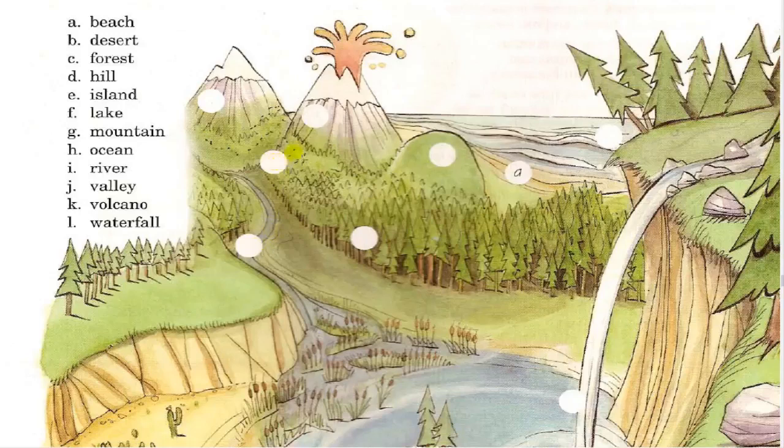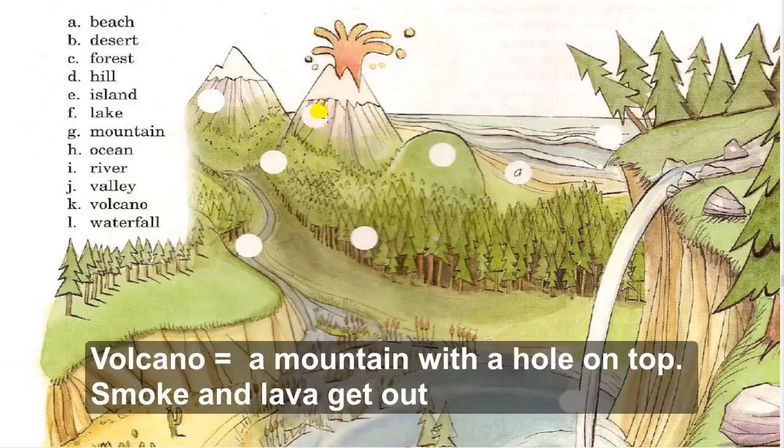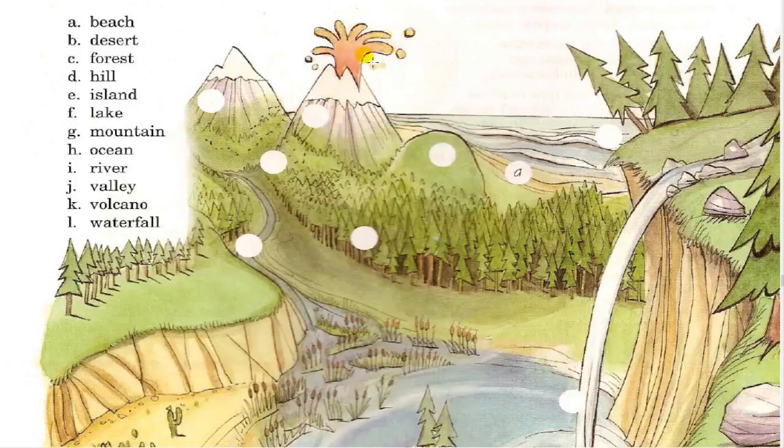K, volcano. A mountain that has a hole on top, and fire, lava, and smoke get out of the mountain. So this is lava, fire. This is a mountain, volcano, hill.